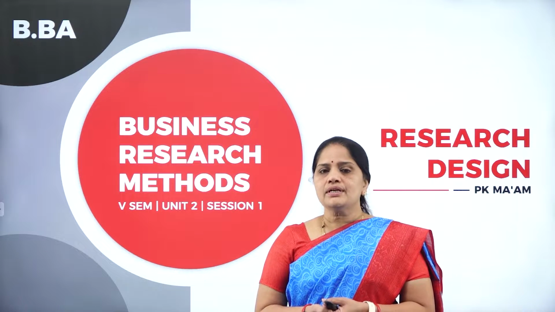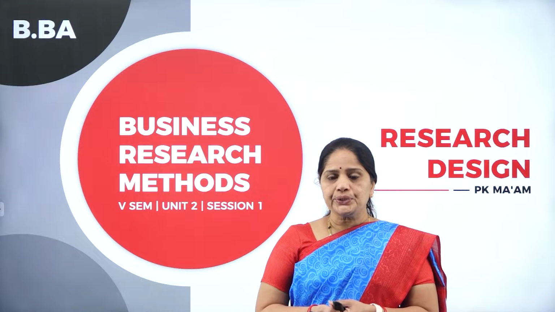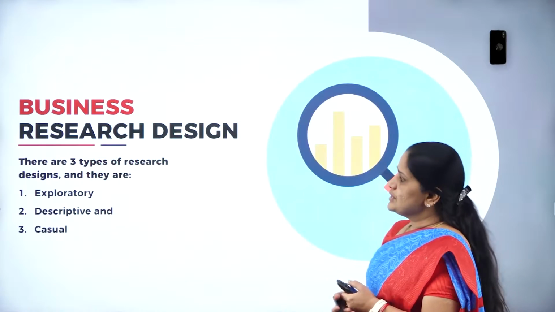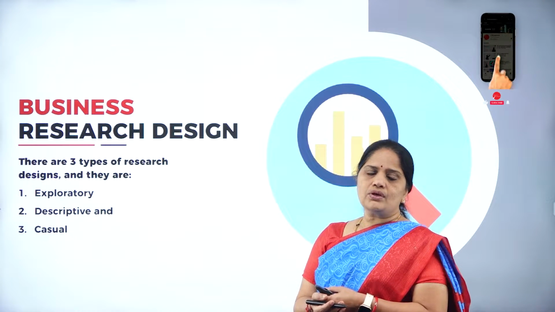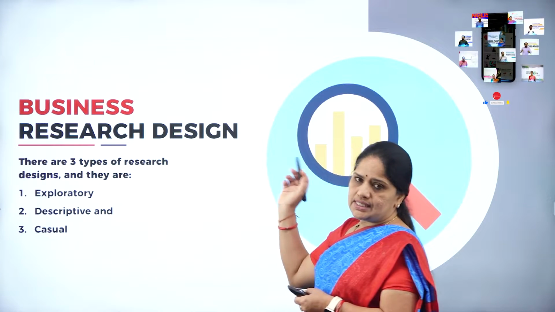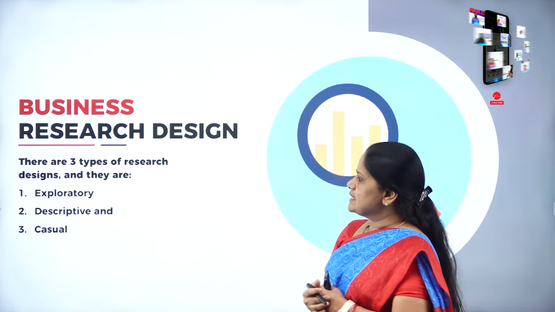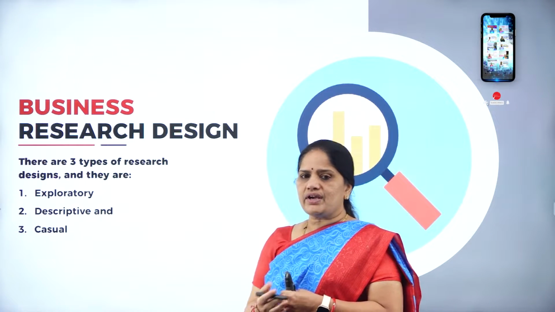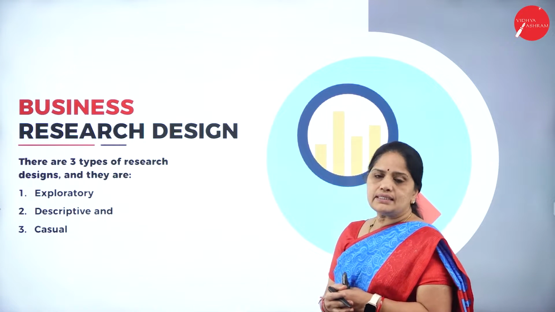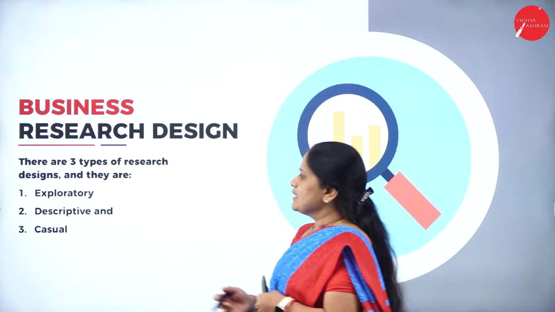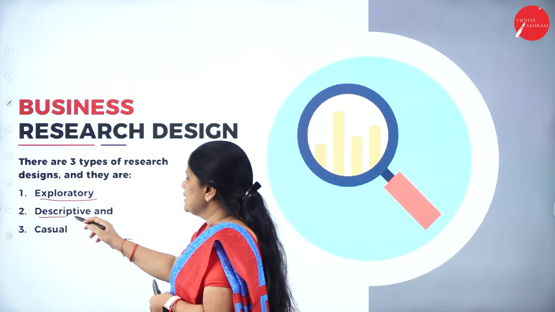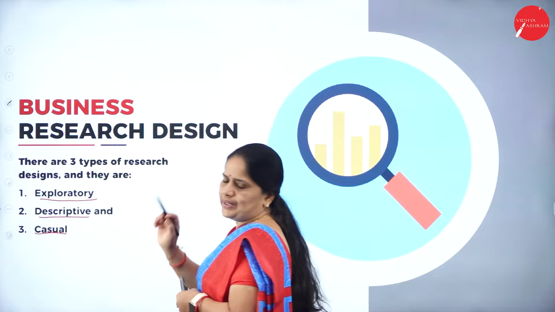In this session, I will be having a discussion on Unit 2, that is Research Design. So, in this Unit 2, let us see what this unit holds for us. Now, the business research design. So, what is this business research design? Research design we have already explained in my previous session. Now, let us see what are the three types of research design. The three types of research design are exploratory, descriptive and causal.